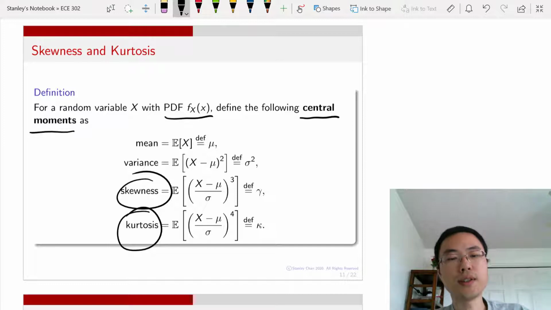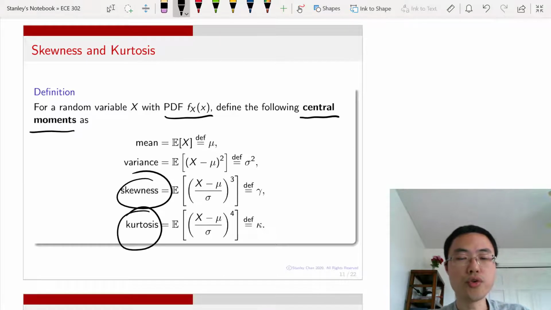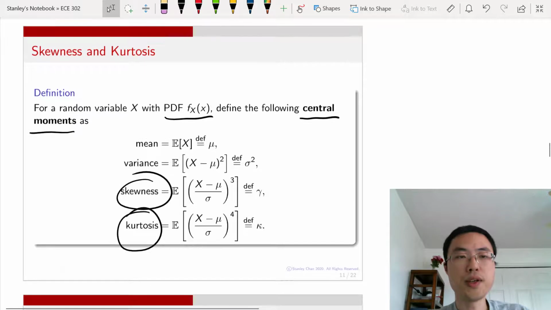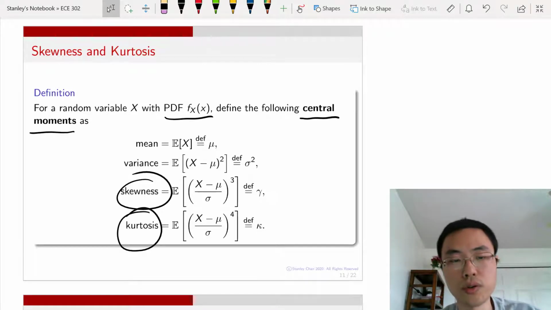But for Gaussian, there's something very interesting. For Gaussian, the skewness is always 0. The kurtosis, well, I'm going to define another term. The kurtosis for Gaussian is 3, but if you look at this offset, then it's called the excess kurtosis, and that for Gaussian is always 0. So Gaussian has some very interesting properties for the skewness and kurtosis.